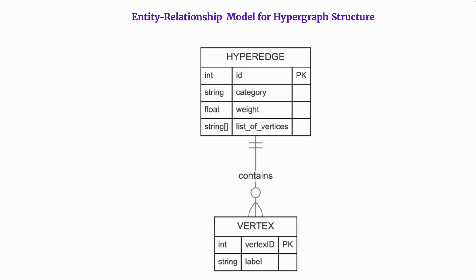The entity relationship diagram on this slide represents a structure with hyperedge and vertex tables, where one hyperedge can include many vertices. The table stores not only IDs and categories of hyperedges, but also lists of related entities. This allows formalizing the hypergraph structure within a traditional relational format.